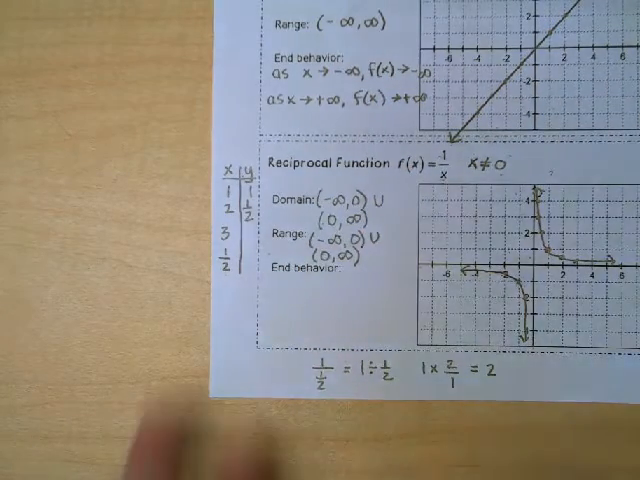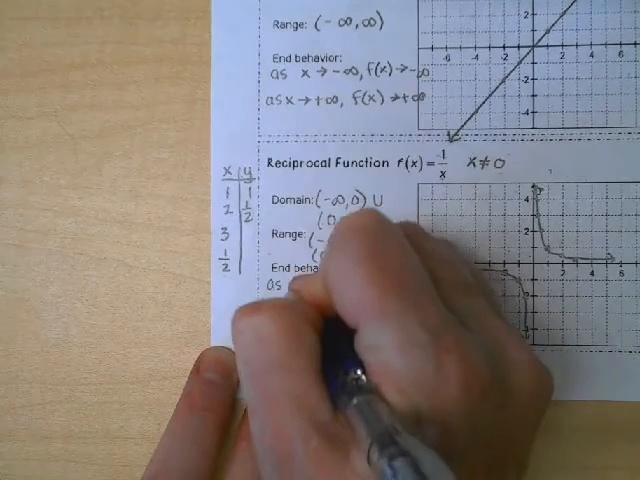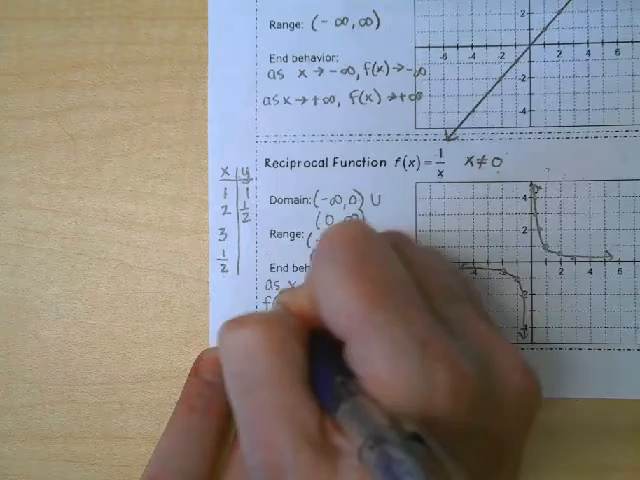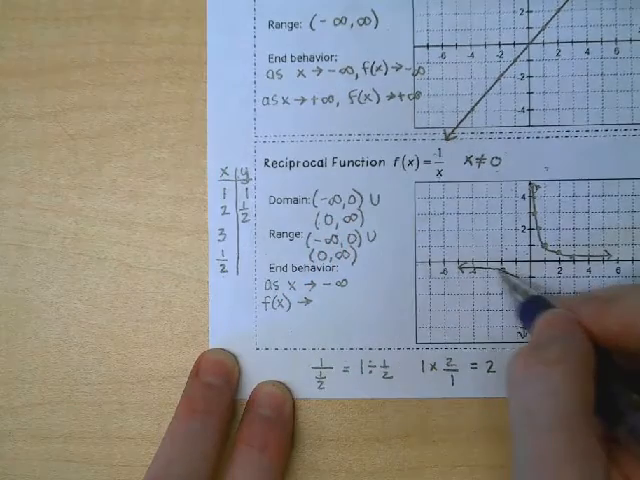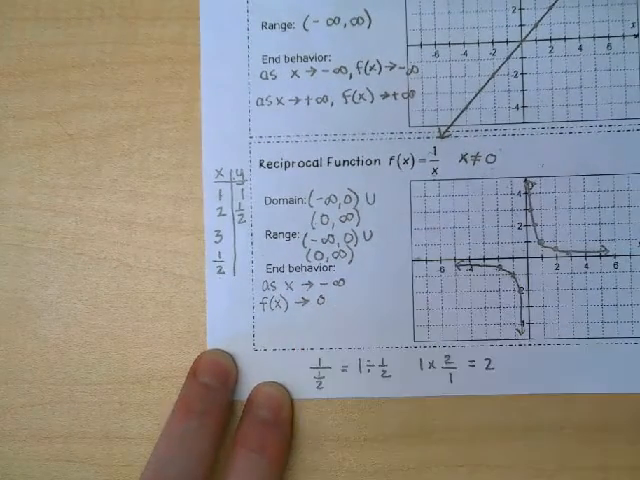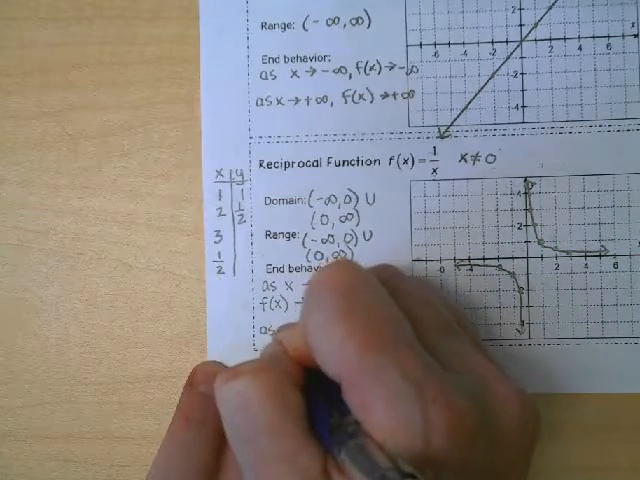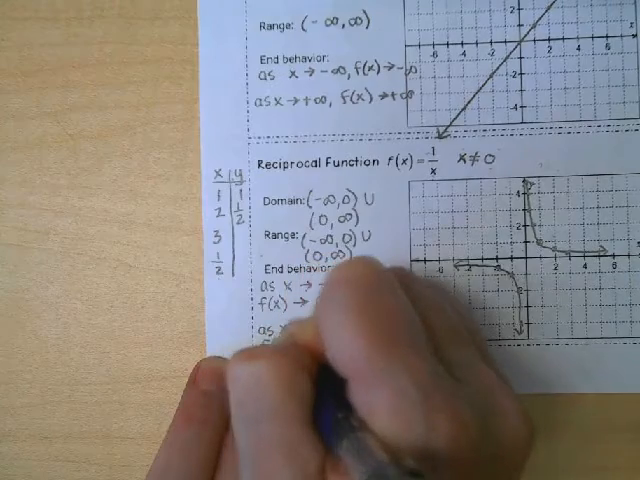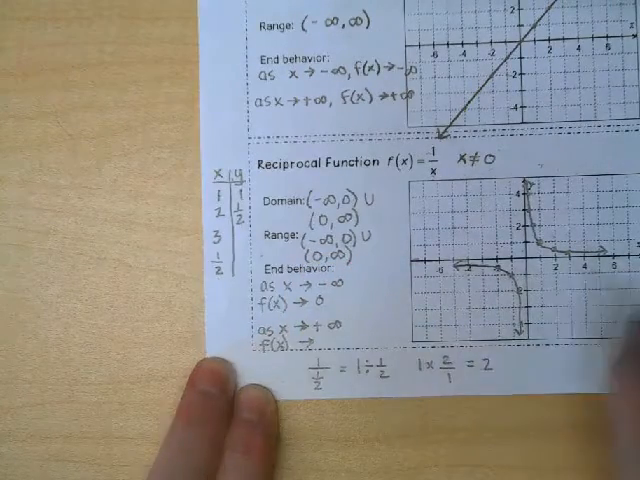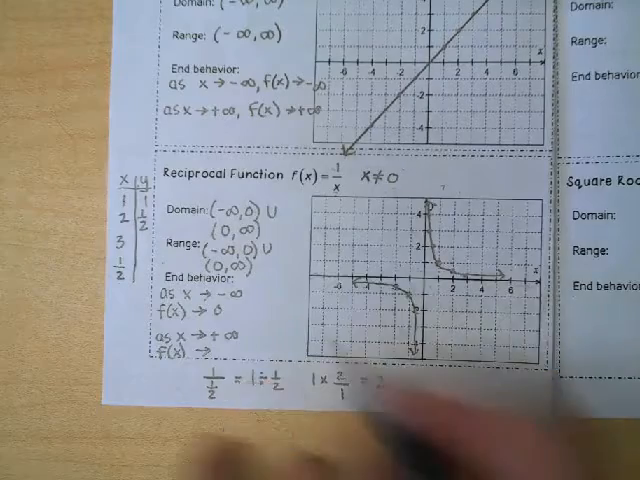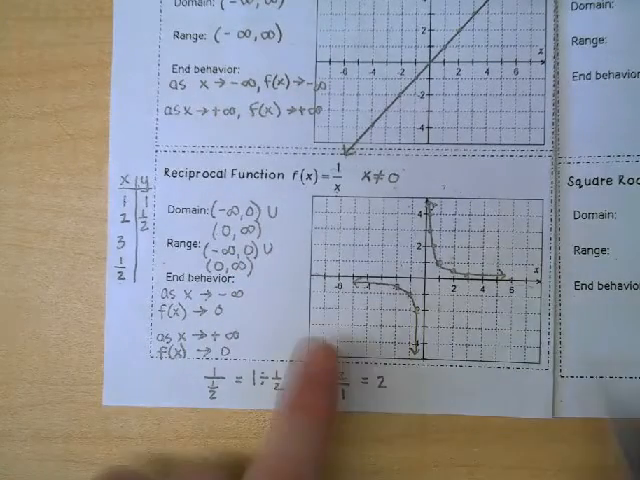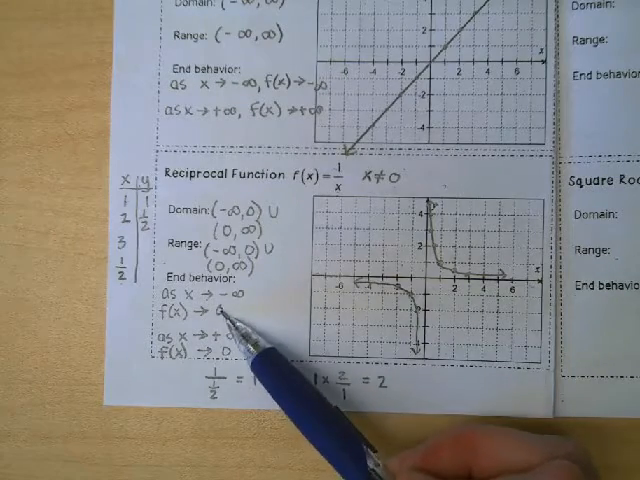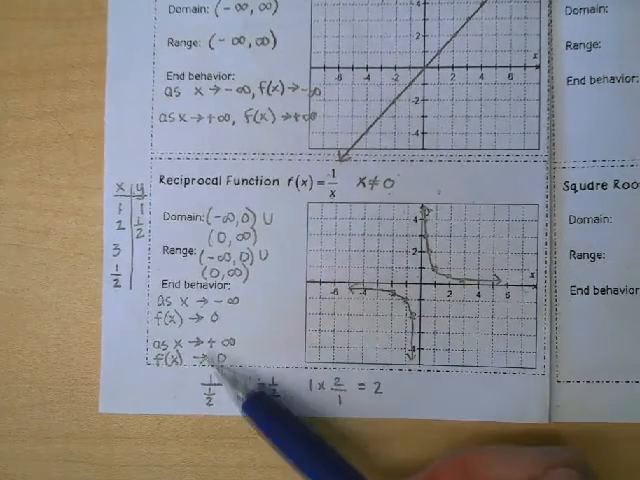Okay, so end behavior. Let's see what's happening. As x approaches -infinity, the function, or the y value, is approaching 0. As x approaches +infinity, the function is approaching, so as I'm going this way, 0. And remember that these are horizontal asymptotes. So this is kind of a thing that I want you to think about, that they're horizontal asymptotes at these 2 spots right here.